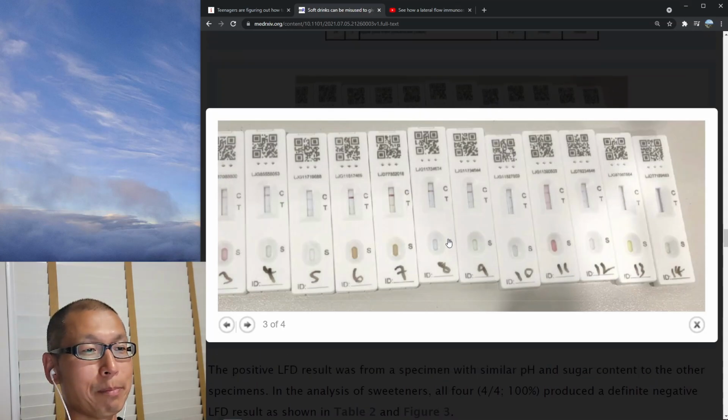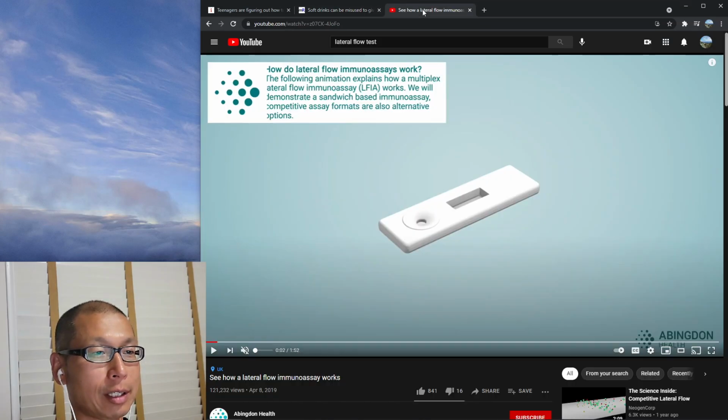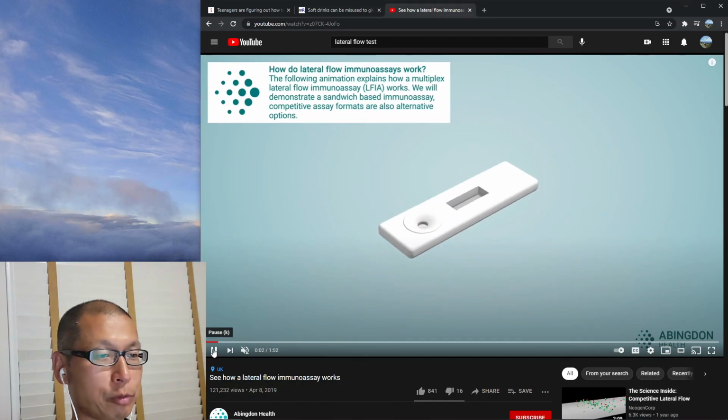Anyways, the study is they just got a bunch of soft drinks and put them in the sample well here. What you're supposed to do is put saliva in here and then add a reagent to it. And so how do these tests work? Okay, so there's a little YouTube video on how it works here.